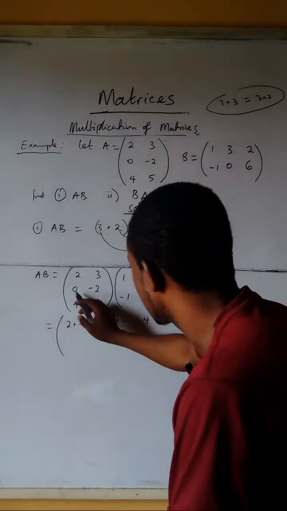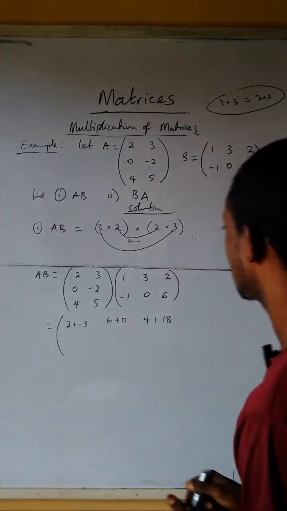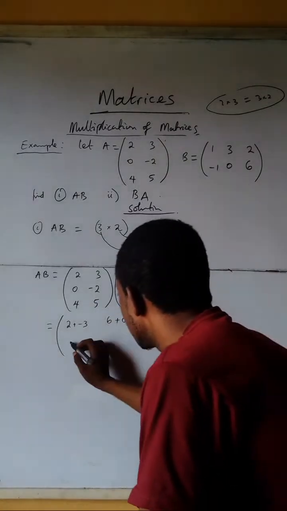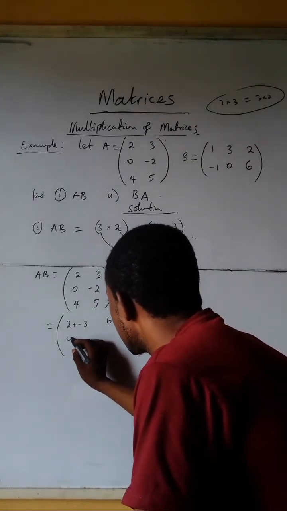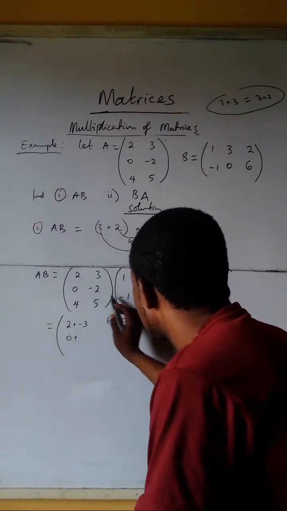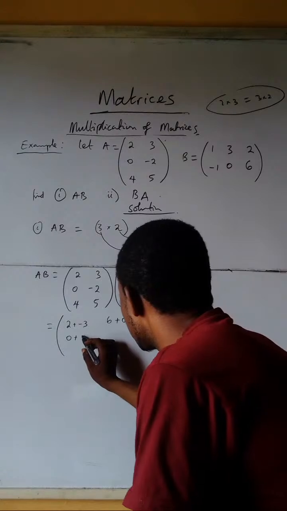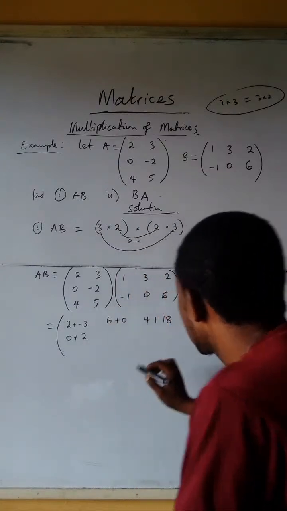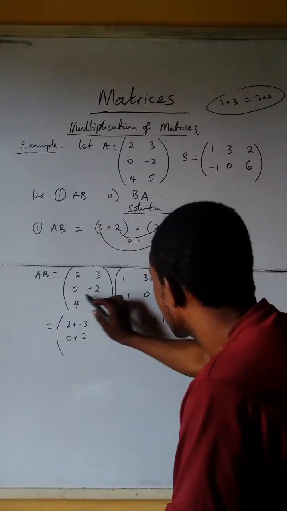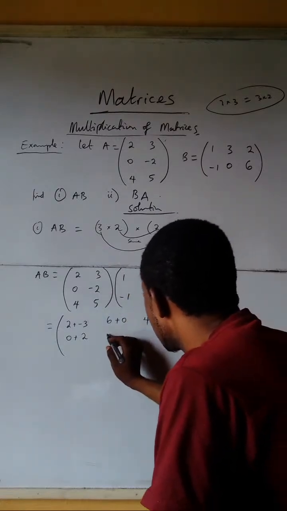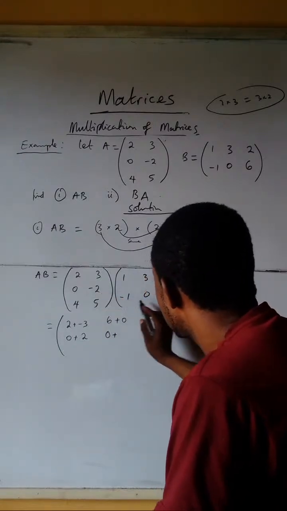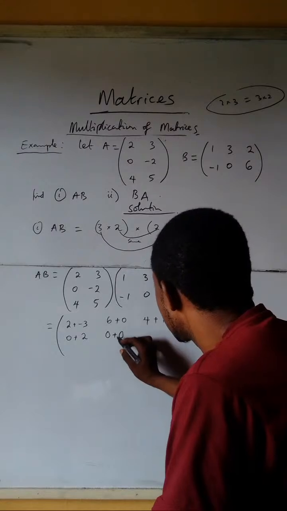Next row now, we use it for the 3 columns as well. So here we have 0 times 1, that's 0. Then plus minus 2 times minus 1, that's 2, because minus times minus is plus. Then the next column as well, use the same rule. That's 0 times 3, that's 0. Then plus minus 2 times 0, that's still 0.